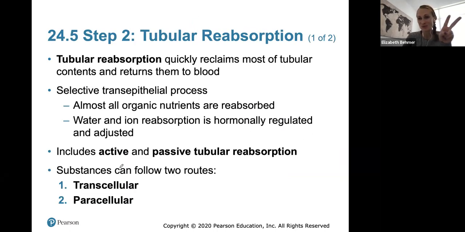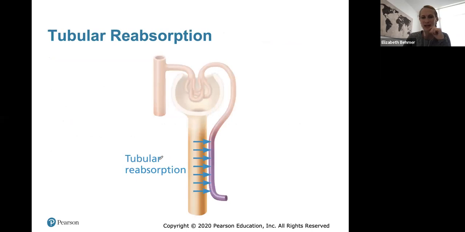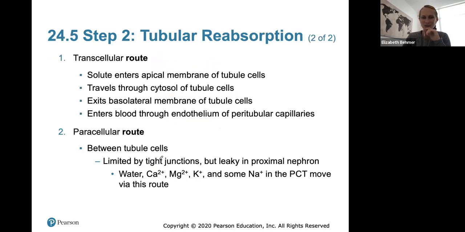So then step 2 in formation of urine is tubular reabsorption. It quickly reclaims most of the tubular contents and returns them to the blood. Almost all organic nutrients are reabsorbed, and water and ion reabsorption is hormonally regulated and adjusted. So we have active and passive tubular reabsorption. And again, tubular reabsorption is reabsorbing substances from the filtrate back into the bloodstream.